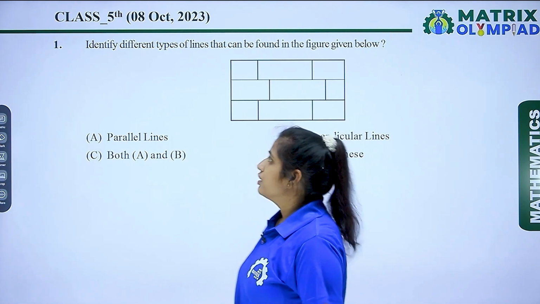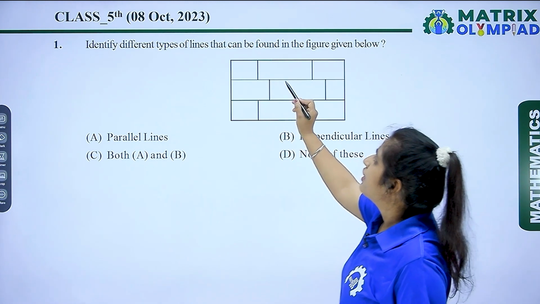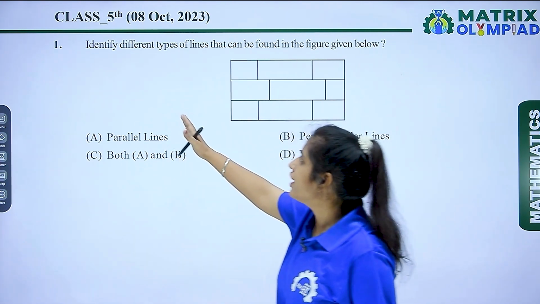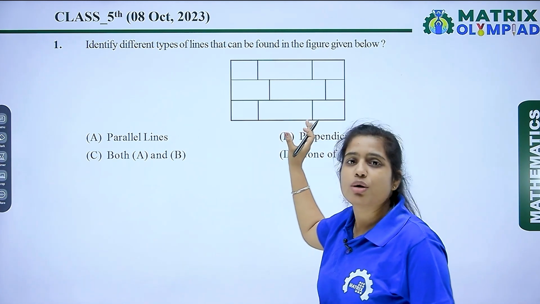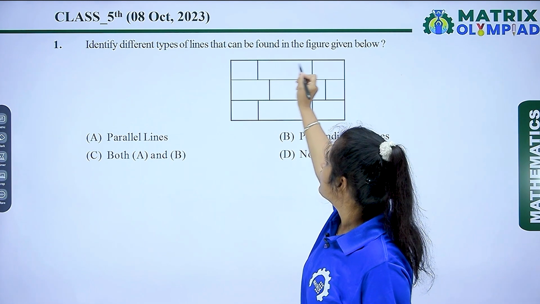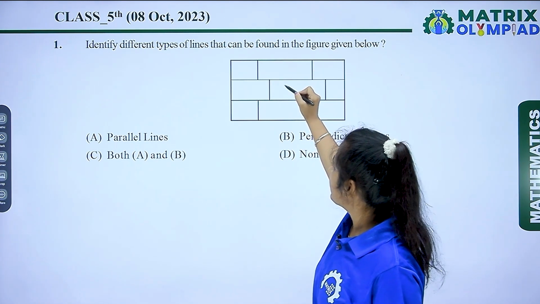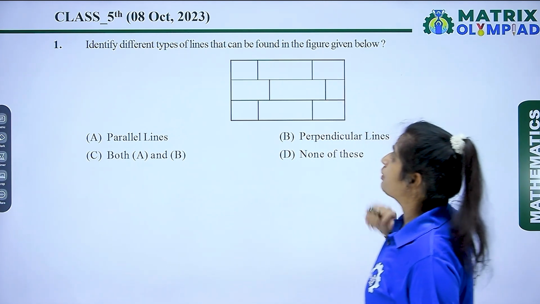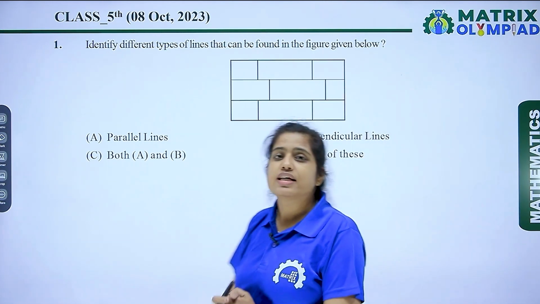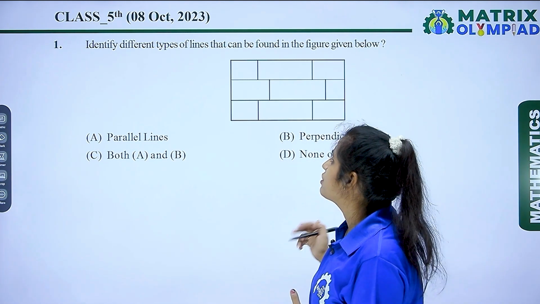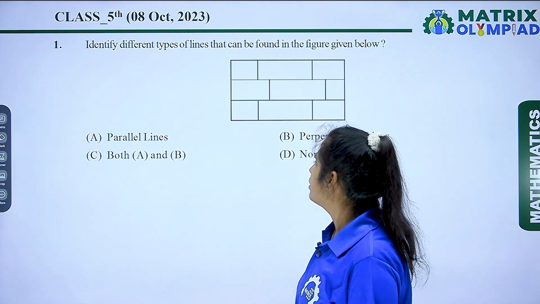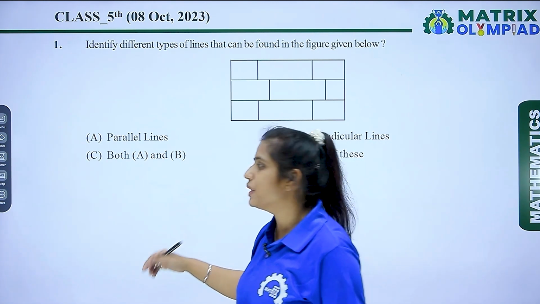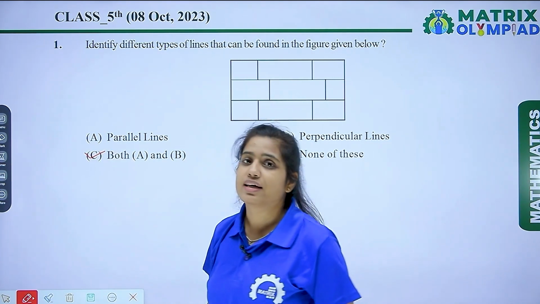In question 1, identify different types of line that can be found in the figure given below. इस क्वेश्चन में हमें क्या करना है, हमें आइडेंटिफाई करनी है डिफरेंट टाइप्स ऑफ लाइन जो इस फिगर के अंदर आपको ऑब्जर्व हो रही हैं. So here you can see that in this figure we have parallel lines जो कि आपस में meet नहीं करती हैं and having the same distance between the two lines. जिसमें हमें parallel lines visible हैं and we can easily observe that here perpendicular line is also visible. That makes 90-degree angle. So in this question, option C is the correct answer. That is both A and B. Here option C is the correct answer.